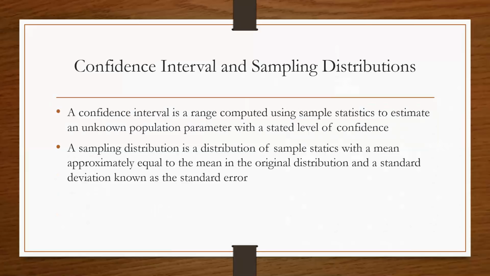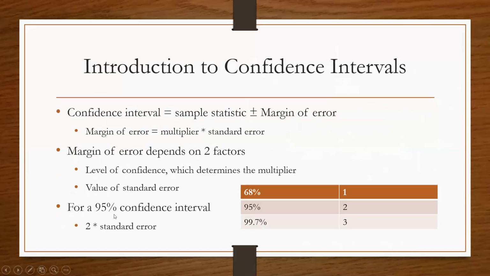All right, so confidence interval and sampling distribution. So a confidence interval is a range computed using sample statistics to estimate an unknown population parameter given a stated level of confidence. The sampling distribution is the distribution of sample statistics with a mean approximately equal to the mean of the original distribution and a standard deviation known as standard error. So we're about to dive a little bit deeper into this.